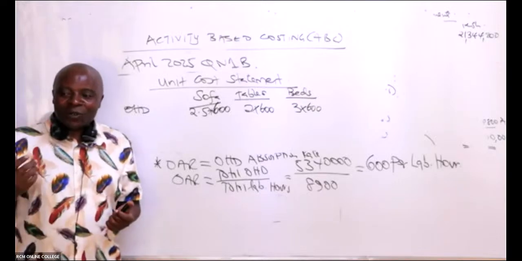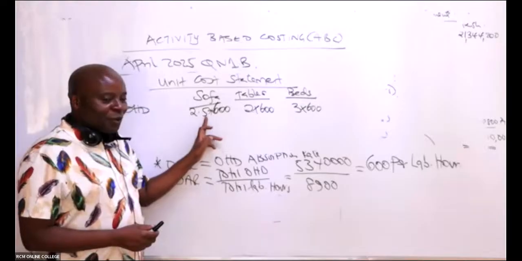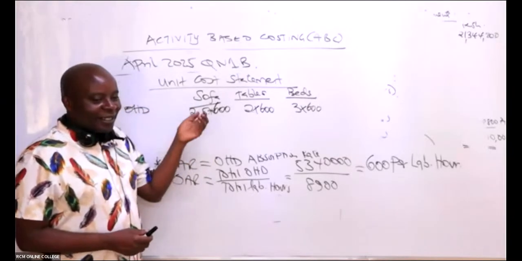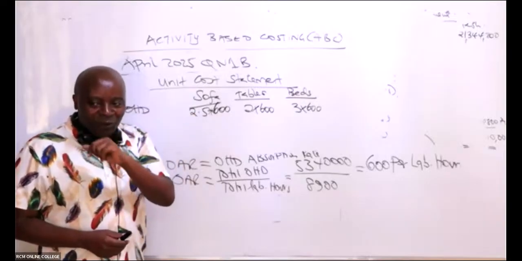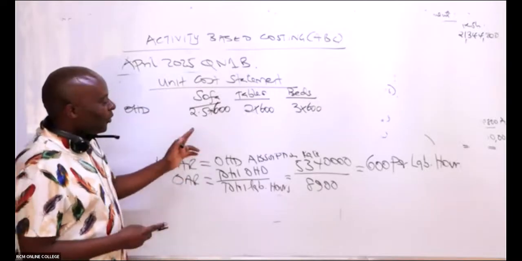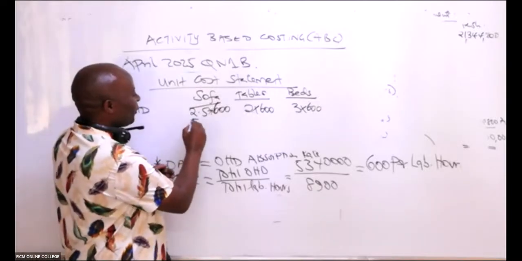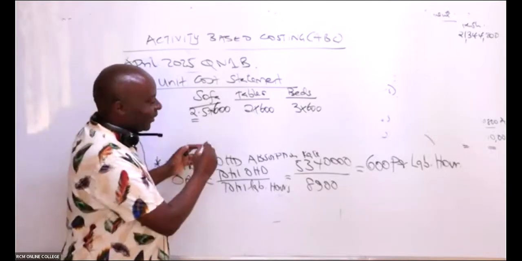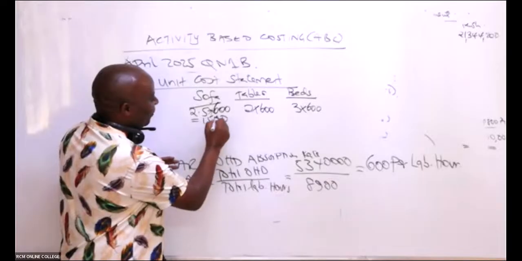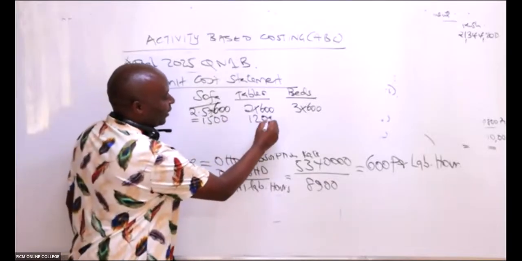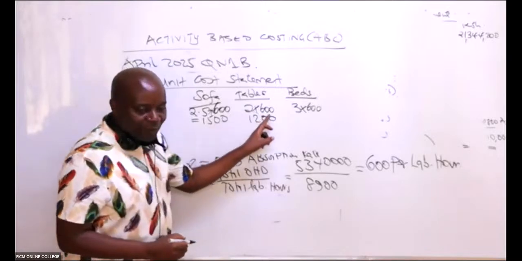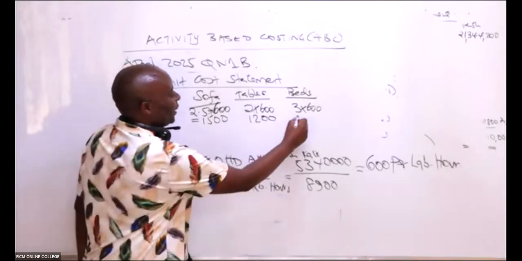So remember, if they wanted a total, then I would have multiplied this with the number of units. Like if it's sofa set, you're going to make 1,000, then times 1,000. But you see here, this is just for one unit. So 2.5 times 600, this gives me how much? 1,500, thank you so much. This 1,200. 2 times 600. 1,800, the last one is 1,800.